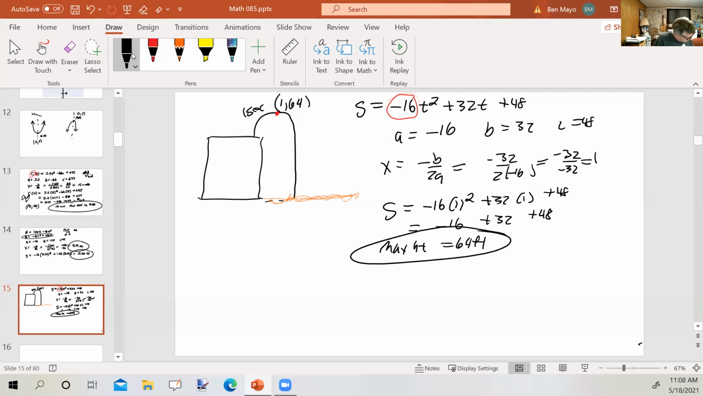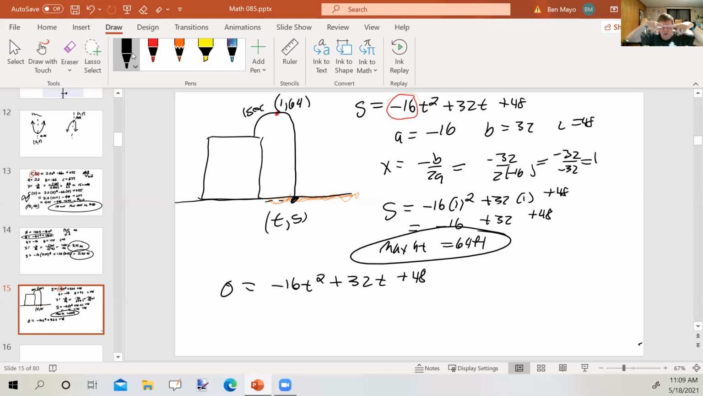It said, where did it go here? Find the maximum height reached by the ball. Then it says, and the time it takes for the ball to hit the ground. So this is different from the last problem. They want to know the time right here. Well, what is the height of the ball when it hits the ground? 0. So if the height is 0, we have this. Solve for t and we'll know the time. So basically we're looking for the x-intercepts, or in this case, the t-intercepts of the graph.